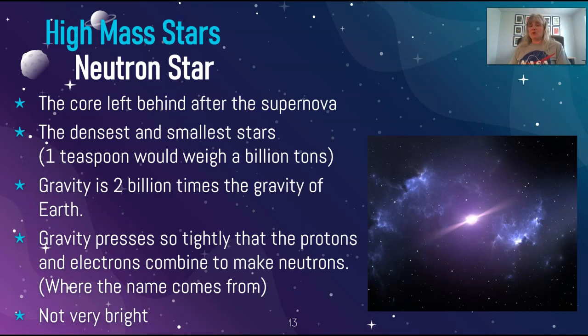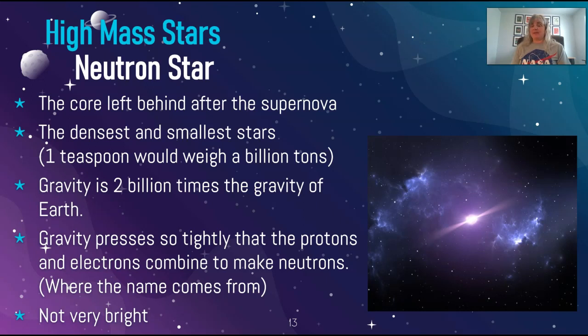The gravity is 2 billion times the gravity of Earth. The gravity presses so tightly, the pressure is so much, that the protons and electrons combine to make neutrons. And that's where the name neutron star comes from. They are not very bright, but like I said, they're very dense.